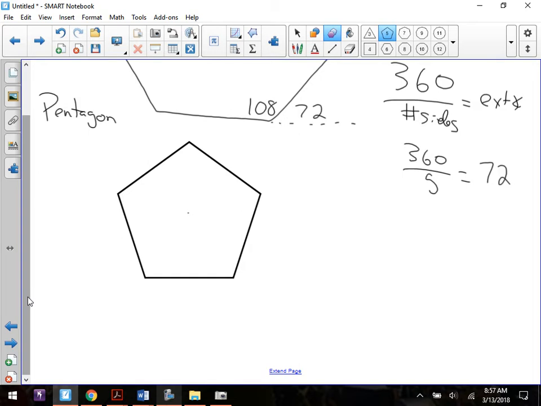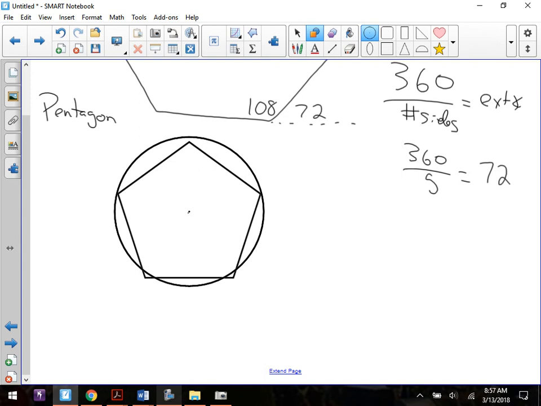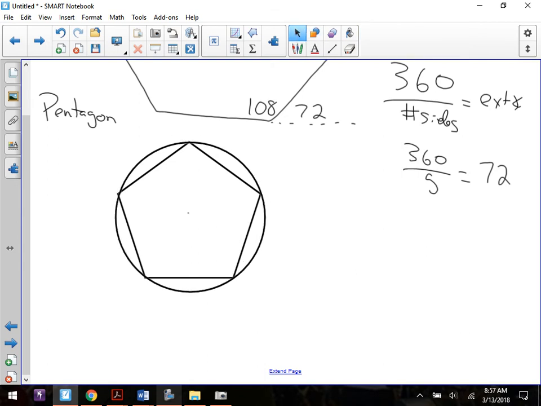So what happens here is we take a pentagon, or any regular polygon, if you will. You guys ever heard of the term inscribed? What does inscribed mean? Inscribed means that I place a figure inside of a circle. I place this figure inside the circle so that all the vertices touch the circle. You okay with that? That's what it means by inscribing.